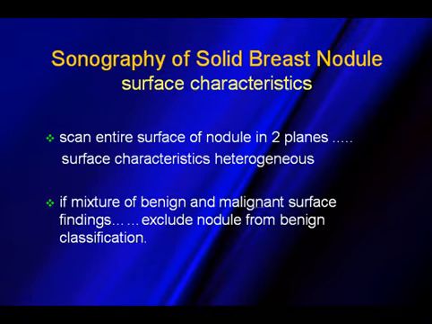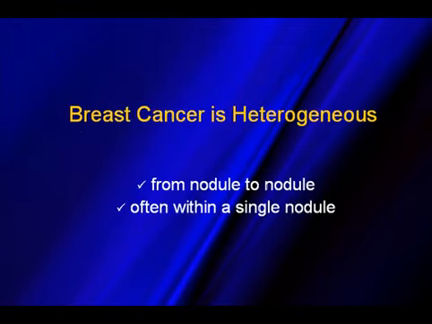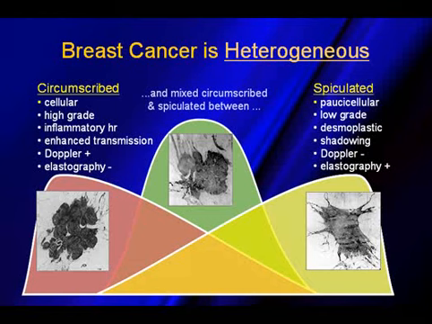Breast cancer is extremely heterogeneous. It's very important to make sure that you scan the entire nodule in two planes, looking for any subtle changes that you might see. If you happen to find a mixture of benign and malignant findings, it will exclude the lesion from being benign and classify it as being something worrisome for malignancy. And I already mentioned the heterogeneity of breast cancer, not only from nodule to nodule, but often within a single nodule, we'll see very heterogeneous findings.